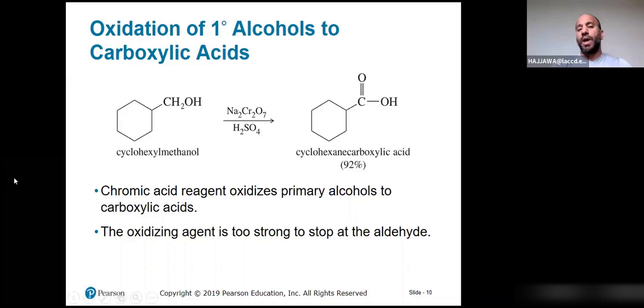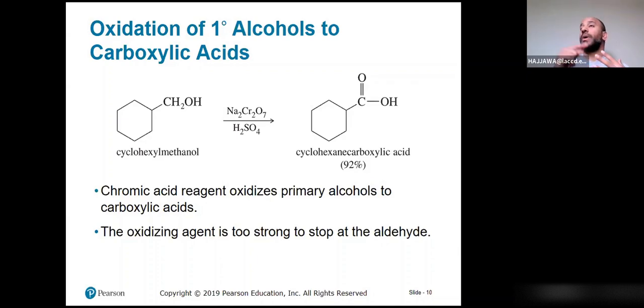So here is an example. You have a primary alcohol. Now the chromium in the chromic acid is a very strong oxidizing agent. It has to be sodium dichromate, sulfuric acid, or chromium trioxide, sulfuric acid, which will give me chromic acid, to oxidize a primary alcohol to the carboxylic acid.